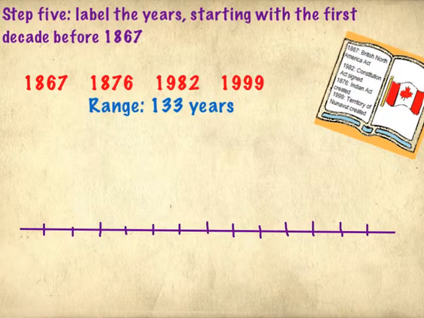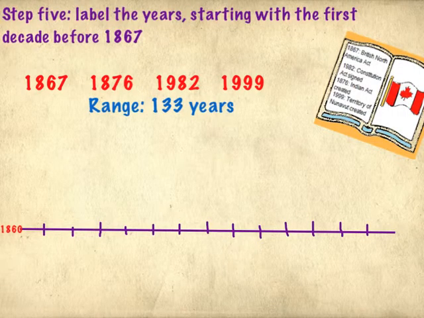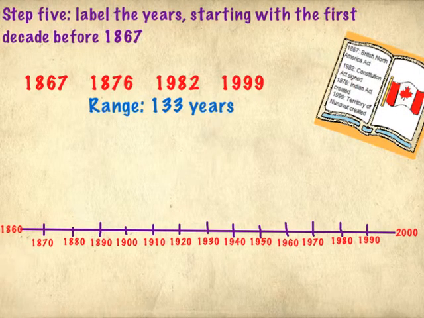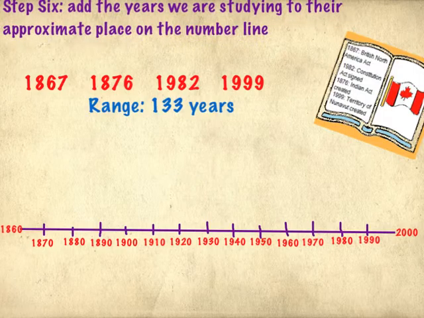So I went ahead and enlarged it for this step just to make life a little easier. And what we're going to do now is label our years. We're going up by tens. So we're going to start with the first decade before 1867, which is 1860, and then I'm going to go ahead and add in my years. So there you go. Now my number line is labeled, 10 years for every centimeter, and I can move on to the last step.